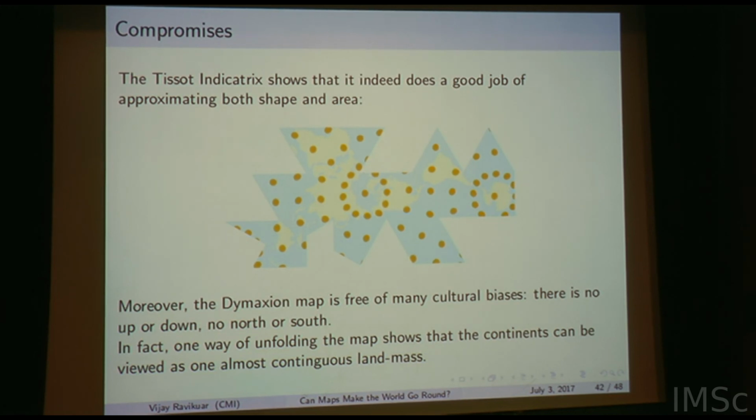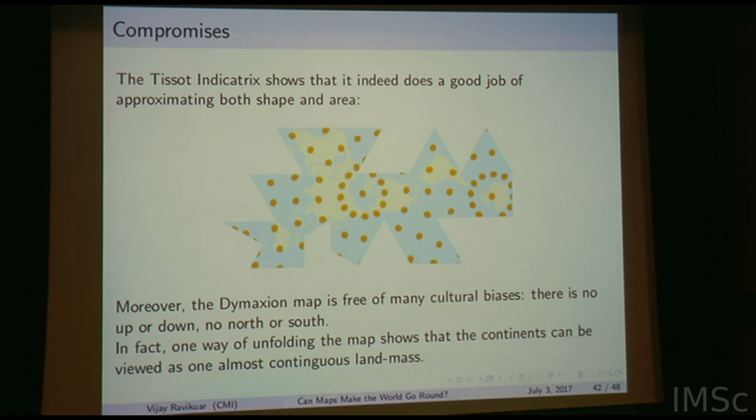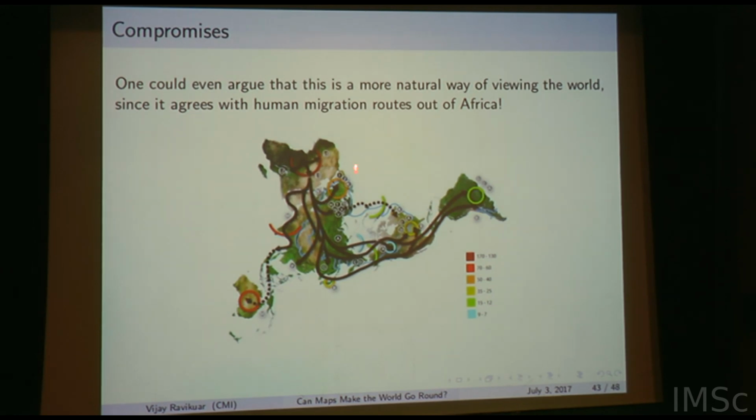The other reason that Buckminster Fuller proposed this map is that it's free of a lot of cultural biases that are there in the Mercator and in other maps. There's no up or down, no north or south, and you also get this nice perspective on the continents that we don't get from a normal map. In fact, you could even argue that it's a more natural way of viewing the world, since it agrees with the pattern of human migration out of Africa.